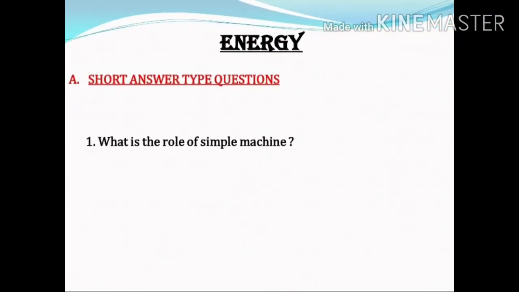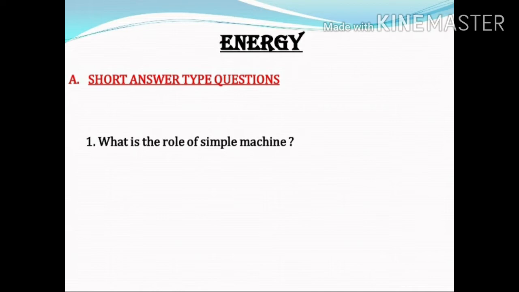Hello my dear students. Today we will discuss question answers from chapter Energy. Short answer type questions. Question number 1. What is the role of simple machines?